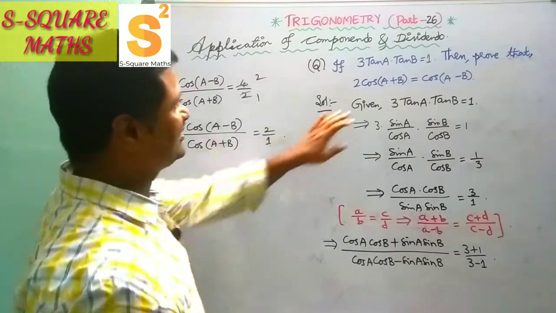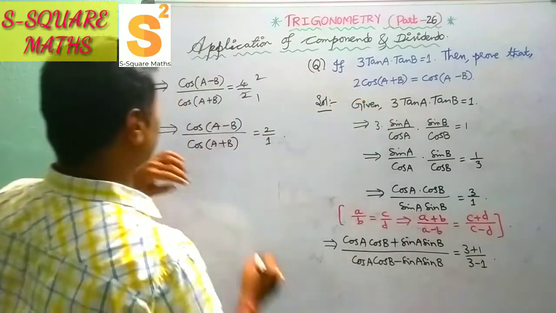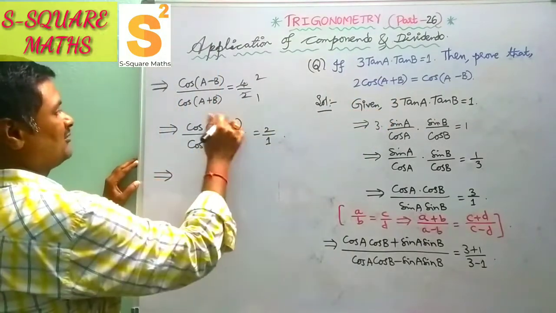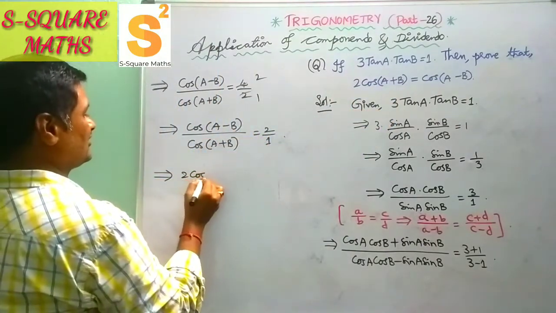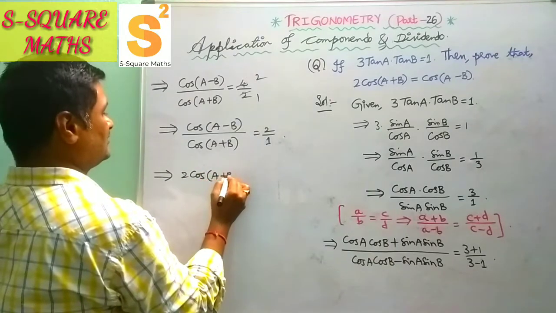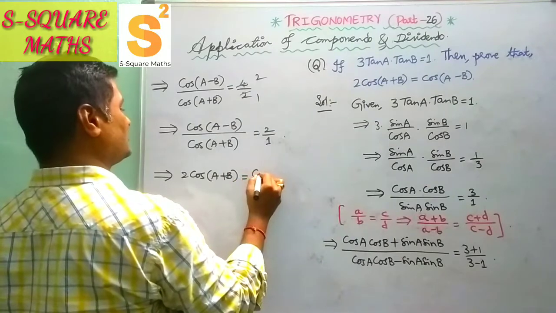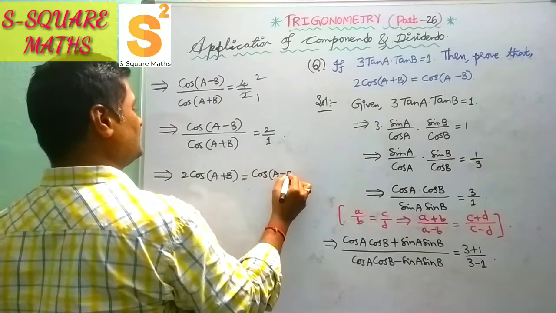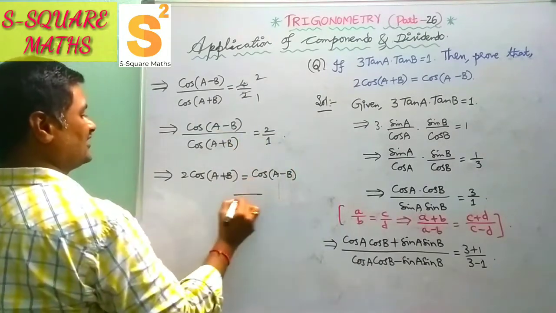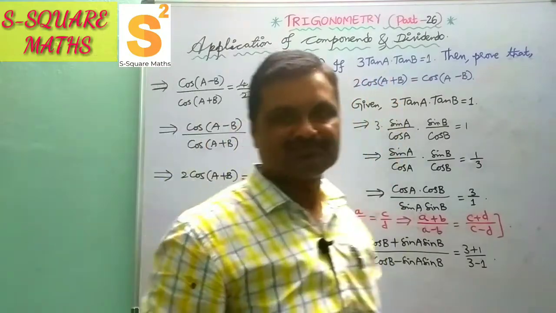Now let us check our result: 2 times cos of (A plus B). By cross multiplying I am going to get 2 cos of (A plus B) on one side: this into this, next this into this. So 1 into this one is nothing but cos of (A minus B), because 1 into something is that same thing. I think we got our result.